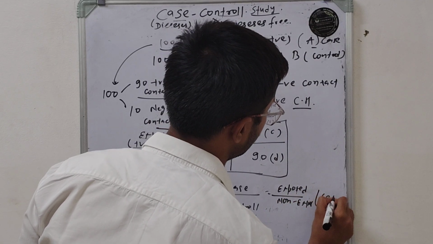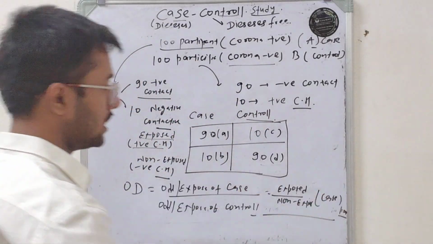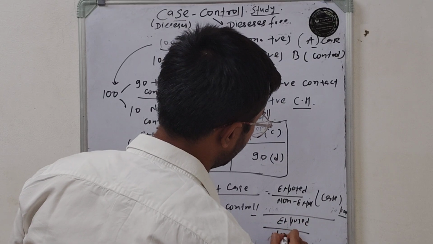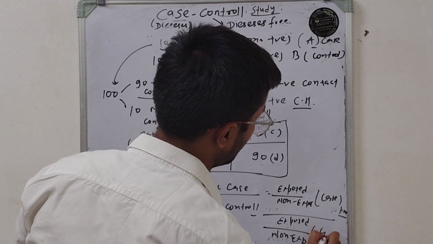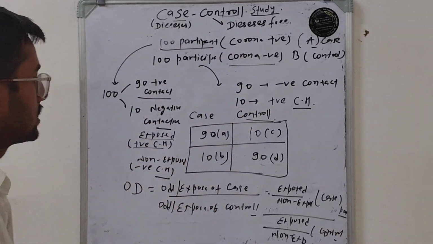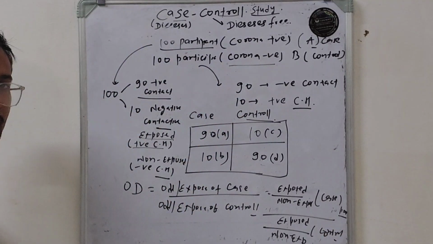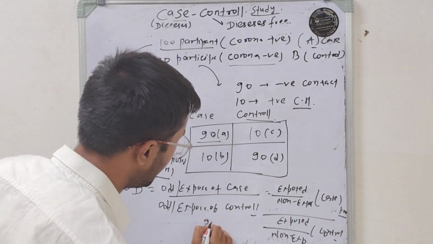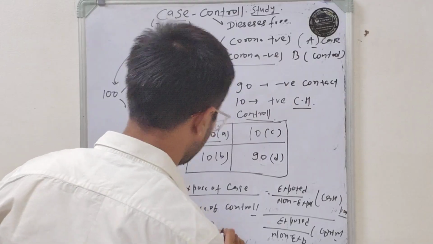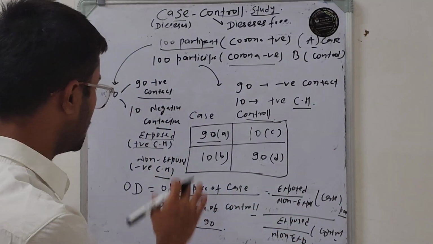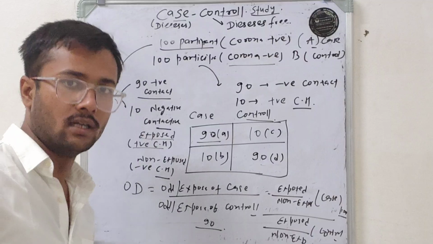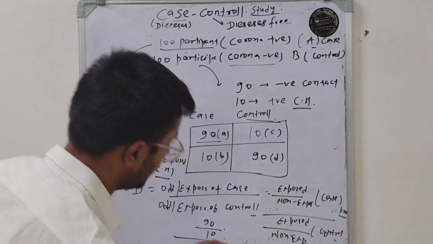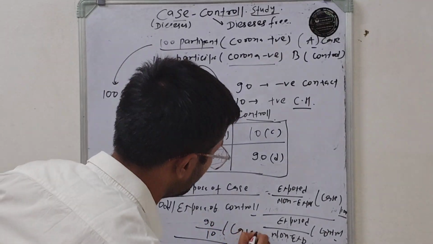This is in which case? In the case group. Similarly, we also write exposed upon non-exposed in the control group. So in case, this is the table of case. How many of them gave a positive history, meaning they had an exposure? 90, so we write 90. Then non-exposed means they are non-exposed people but still corona positive, so we kept them under the case category. So 90 by 10, this is the odds of case.